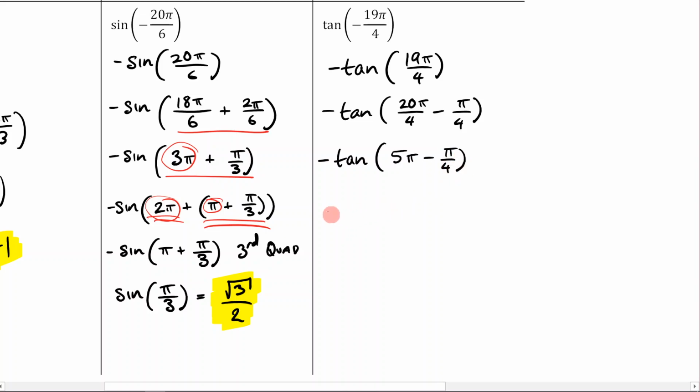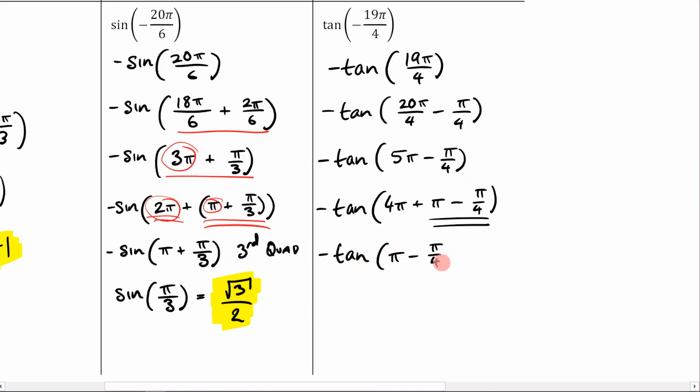And then I'm going to do that same technique. I know that 5 pi is simply 4 pi plus pi, minus pi on 4, right? So this 4 pi here is just going around the circle twice. So I can just ignore it and just deal with this part of it right here. So it's just going to be negative tan pi minus pi on 4.